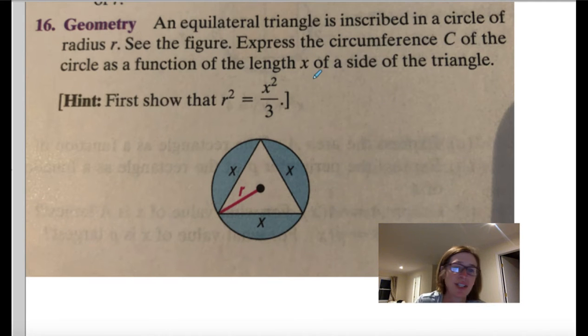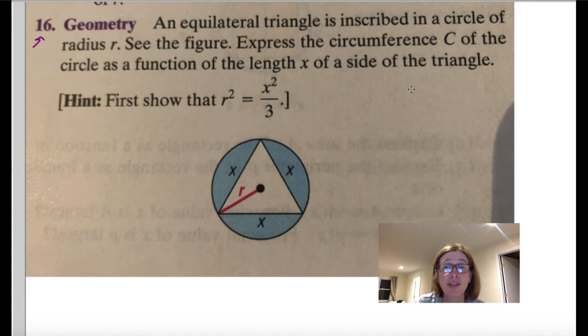Okay, so here's a solution to section 2.6 in your pre-calc book, Mathematical Models, Building Functions, number 16. It's a little tricky, actually. An equilateral triangle is inscribed in a circle of radius r, and they give us a nice picture. Express the circumference c of the circle as a function of the length x of a side of the triangle.